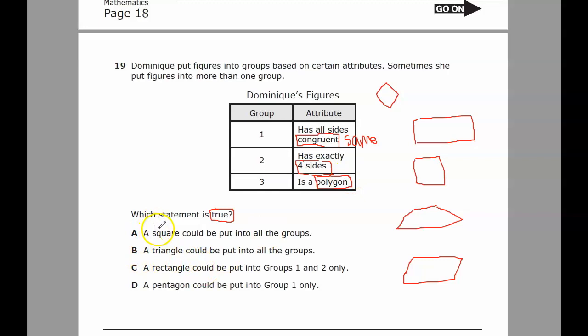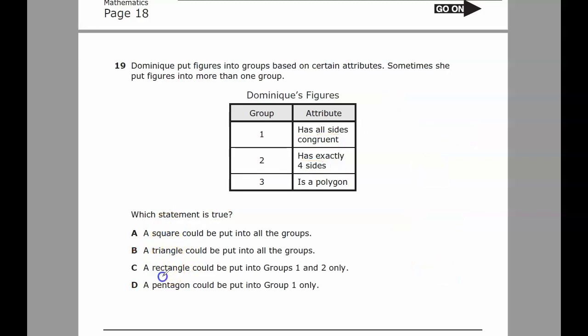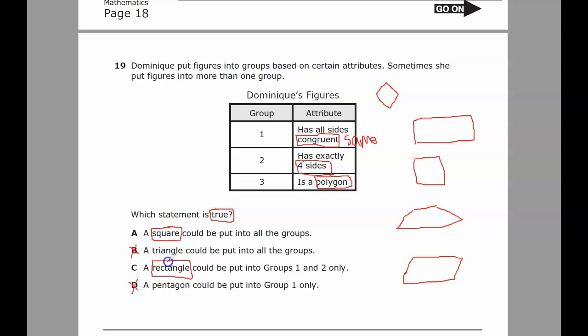Okay, so a square, triangle, rectangle, pentagon. What can we get rid of? Well, we know it needs 4 sides, so we're not going to have a triangle. That's a 3-sided shape. And we're not going to have a pentagon because that's a 5-sided shape. So that leaves us with a square, which has 4 sides. And that leaves us with a rectangle, which has 4 sides only. Okay? So this says a square could be put into all of the groups.